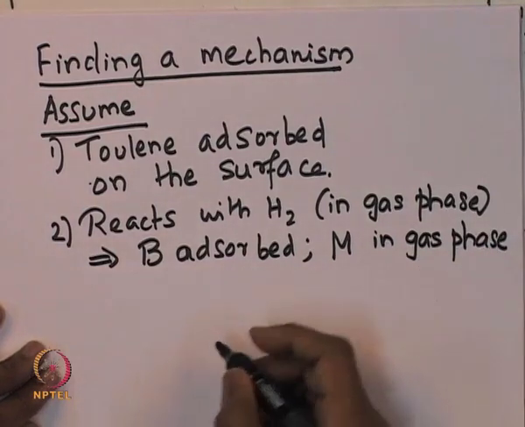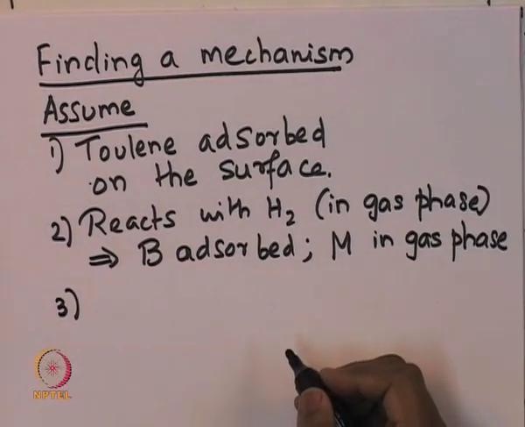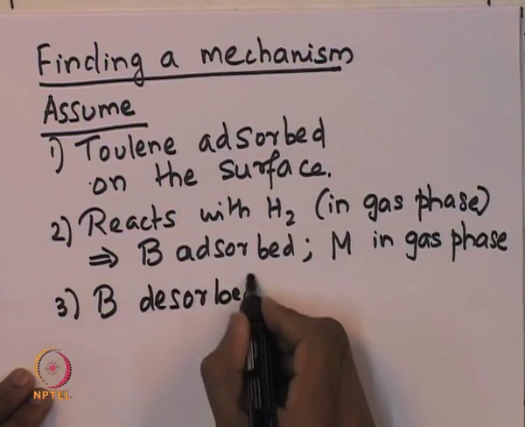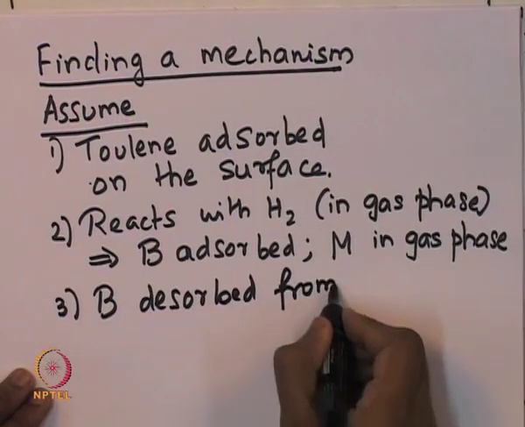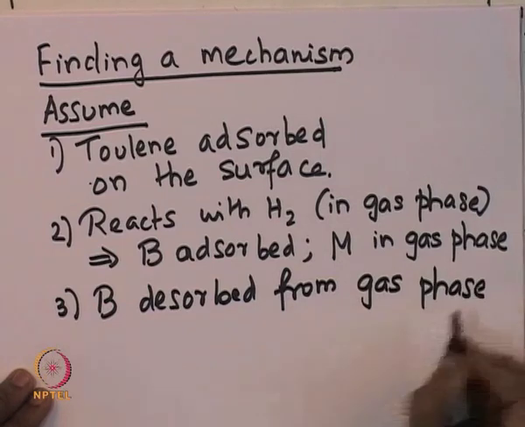Okay. Then as a third assumption, after the benzene gets adsorbed on the surface, the product has to come out of the reactor. So, therefore, the benzene actually gets desorbed from the surface, goes into the gas phase, and then leaves the reactor. So, this can be stated as benzene is desorbed into the gas phase.